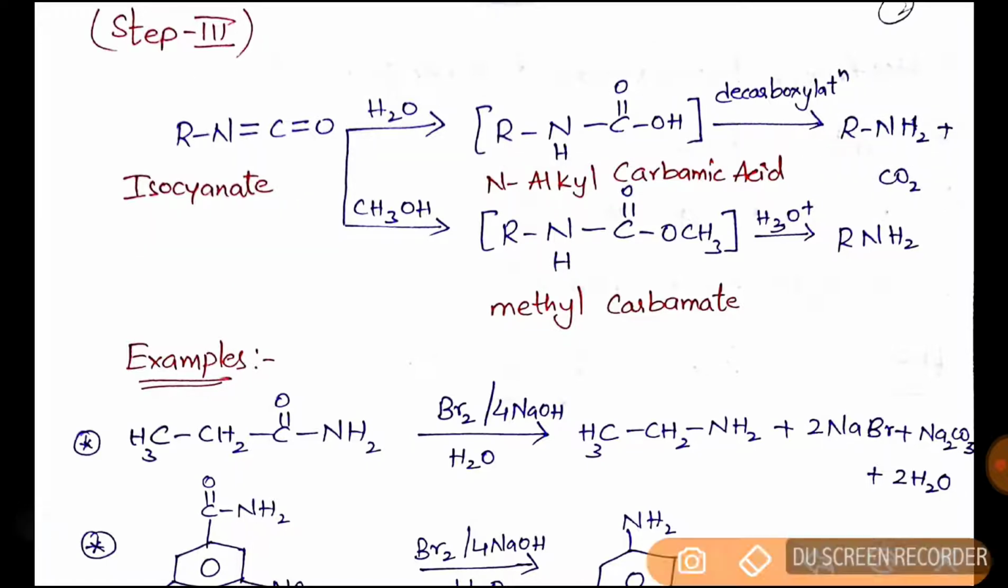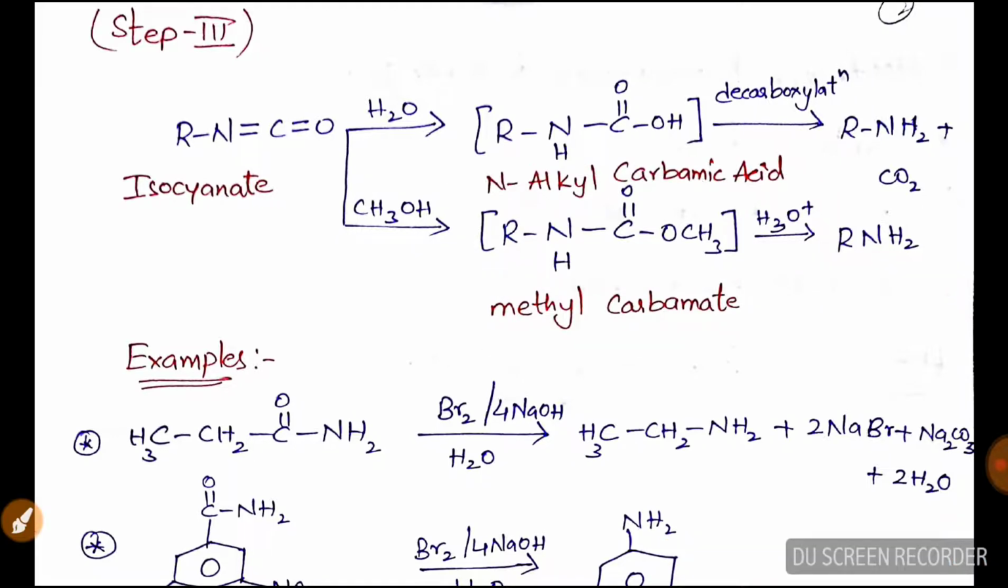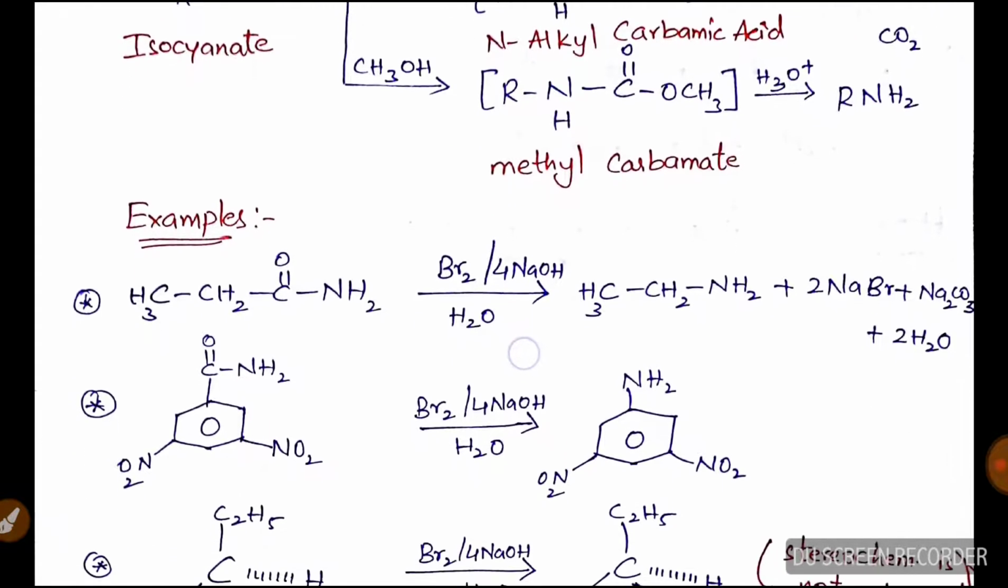If we add methanol to this isocyanate, methyl carbamate is formed. This compound is called methyl carbamate, guys. Methyl carbamate on hydrolysis leads to the formation of these primary amines. Coming to the examples, I'll tell you how to remember this Hoffmann bromamide reaction with these examples only, that is the trick to remember this Hoffmann bromamide reaction. I'll just roll it down.